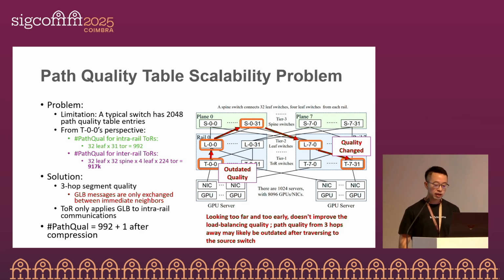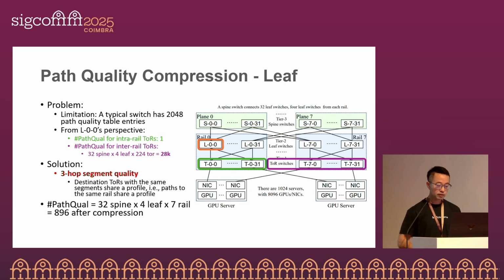Besides, by looking at only 3 hop segment quality, the GLB message only needs to be exchanged between immediate neighbors, and this reduces the amount of GLB messages aggressively. So similarly, from a leaf switch's perspective, if it has to record all the possible paths to every different TOR switch, the total number of paths will be 28K, which is about 15 times larger than the ASIC path quality table. By only looking at the path qualities to other leaf switches that are 3 hops away, instead of to all the TOR switches, the total number of paths can be reduced to 896, which is far less than the 2K limit.